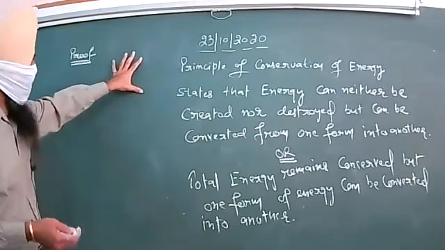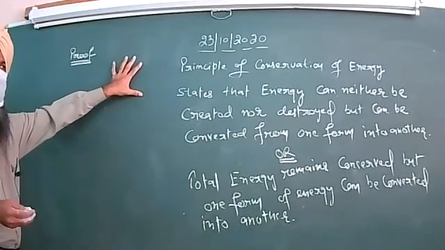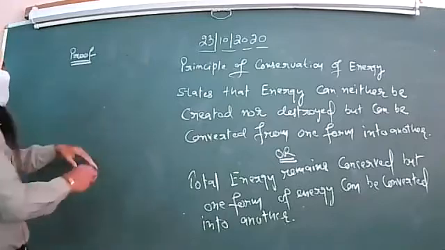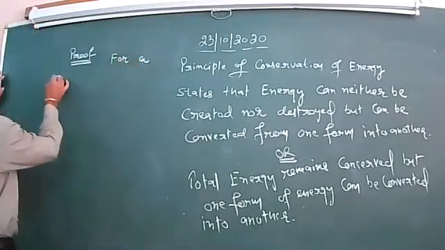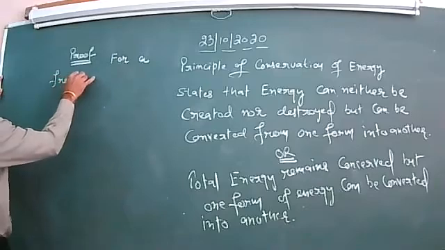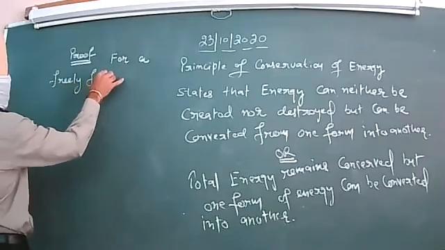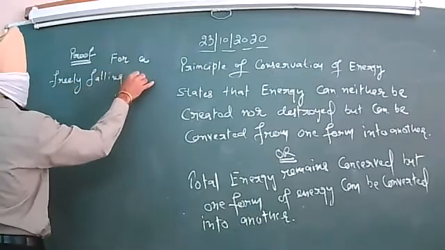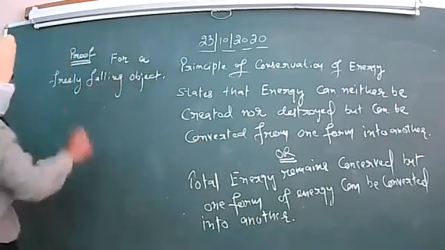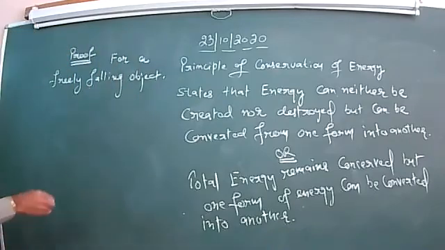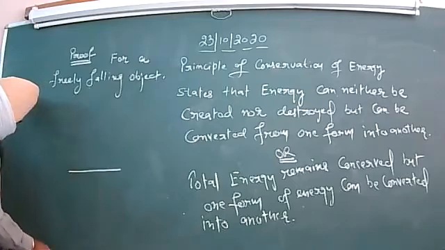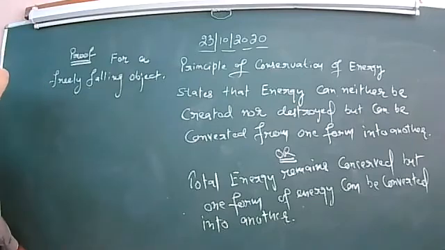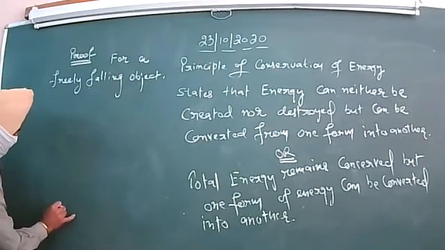And this proof I am giving for a freely falling object. Proof, beta, this is for a freely falling object. Imagine that here this is the ground level. Let it be the ground level, this one.